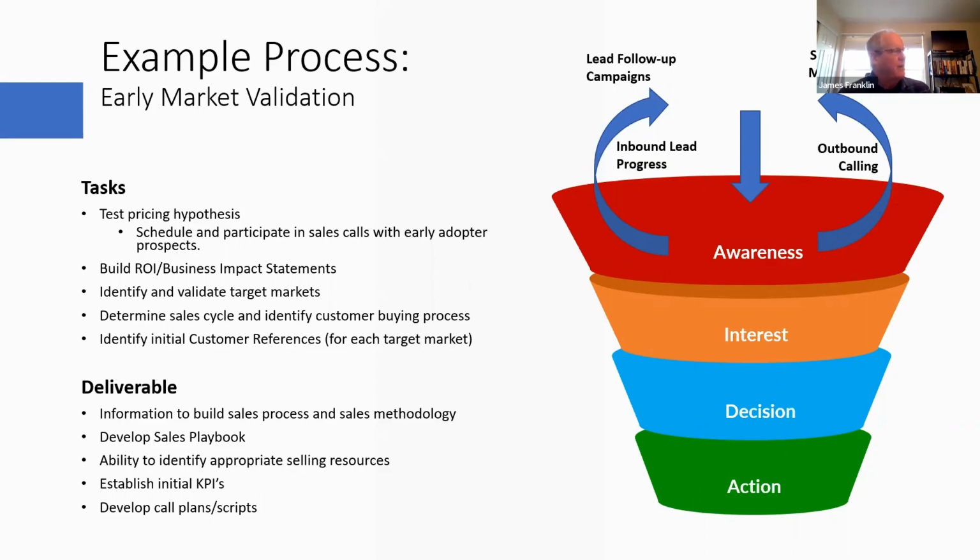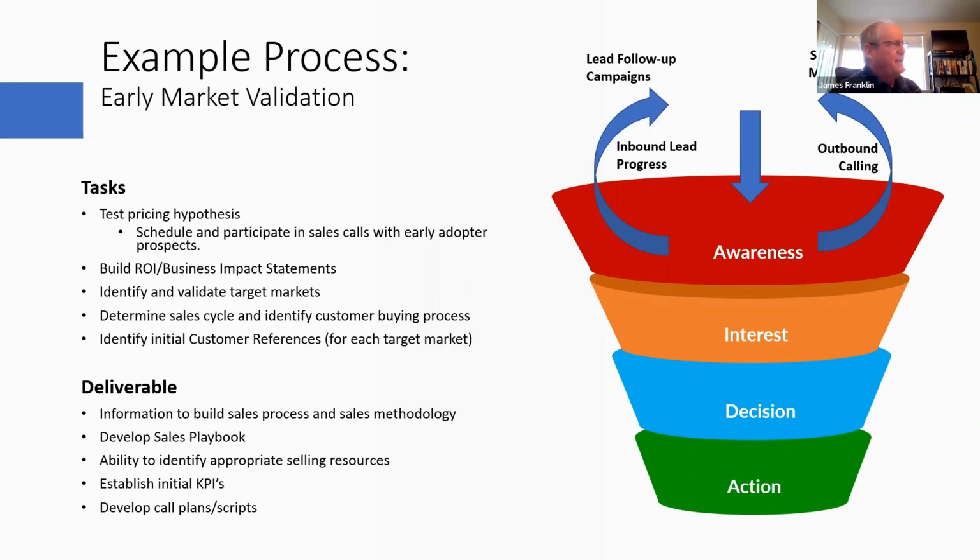You want to build some ROI and business impact statements. That's content. You want to identify and validate target markets. That's part of the framework we talked about. I also want to determine sales cycles, right? So if we look at some of the deliverables, what information can we gather to build a sales process? And this is when we talk about early market validation, this is probably for a smaller company, but as I've done some advising for incubators, I've leveraged this for smaller startups all the way up to $15-20 million companies that are introducing a new product, or they're targeting a new vertical possibly.